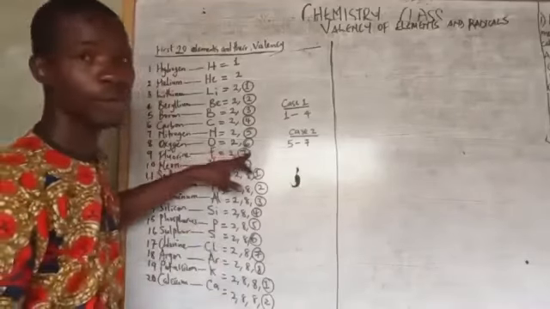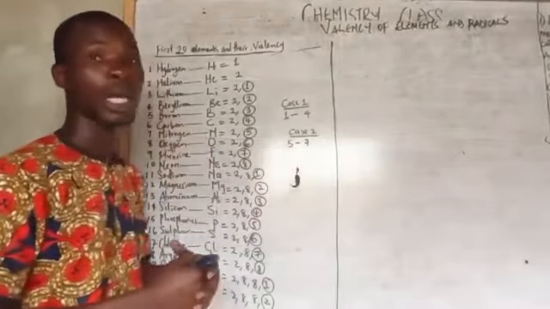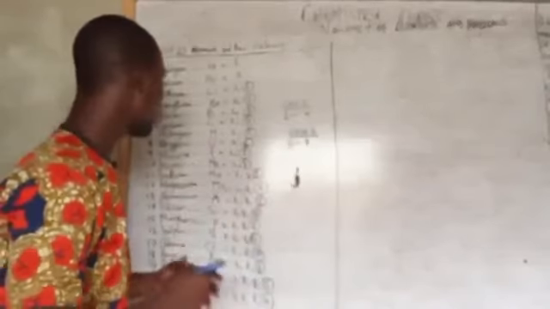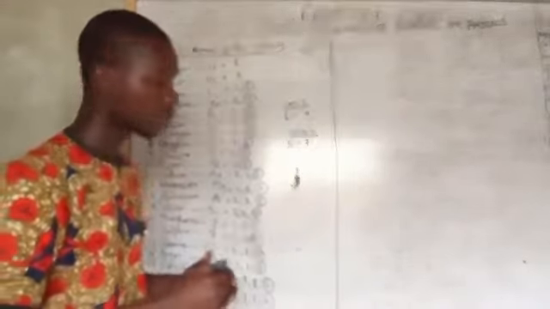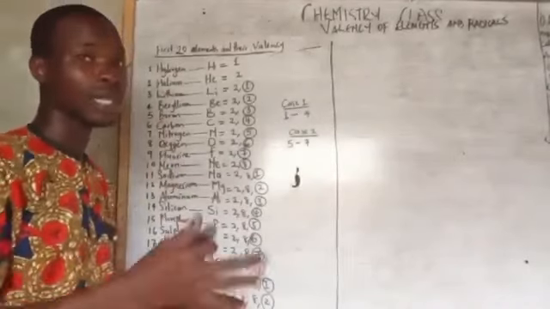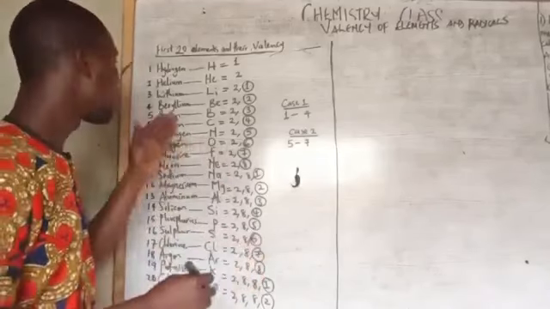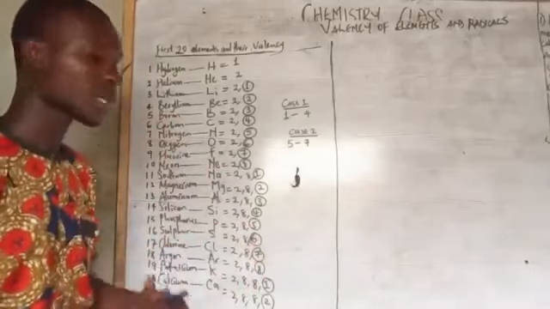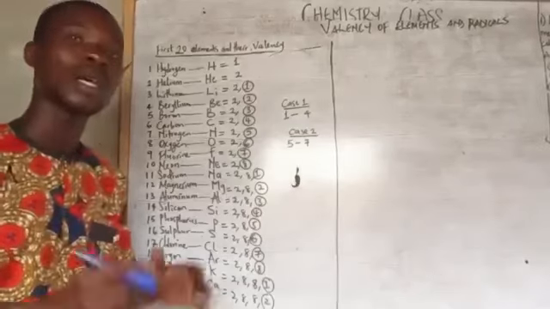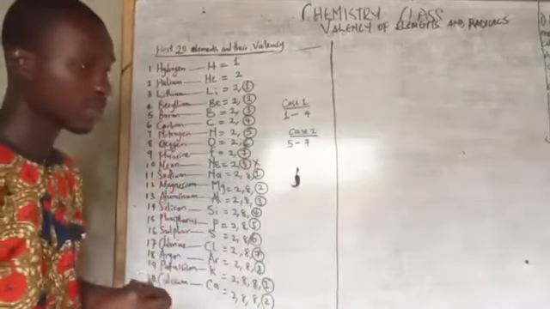Fluorine, 7 valence electrons, which is in case 2. And we need to subtract that from 8. 8 minus 7, that's 1. So the valency of fluorine is 1. Neon has a valence electron of 8, and 8 minus 8 is 0. When we have 0, it shows that there is no valency for such an element. And in general, such elements are known as noble gases. So neon is an exception to this.